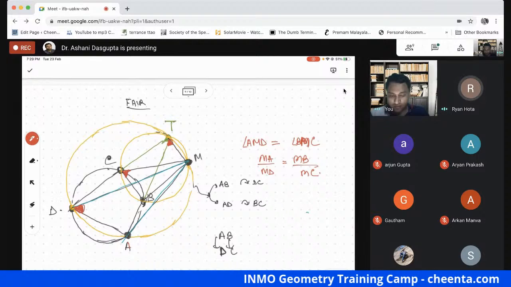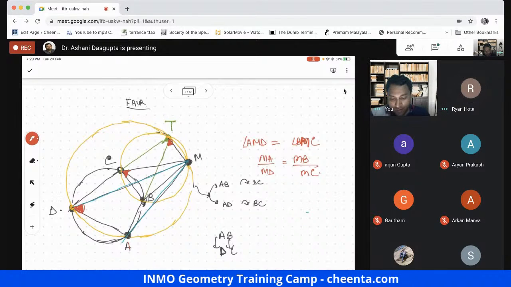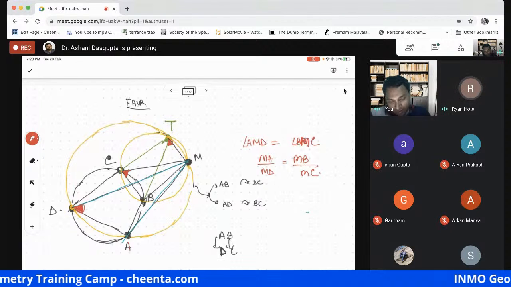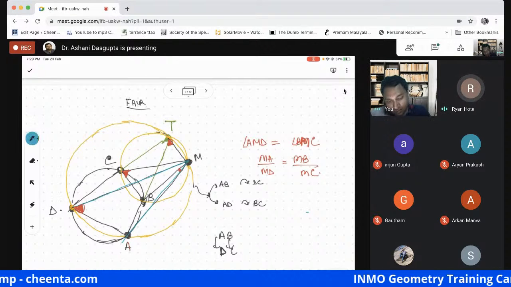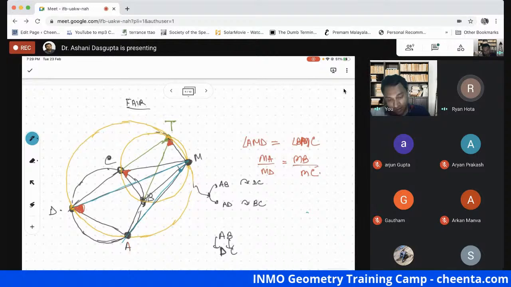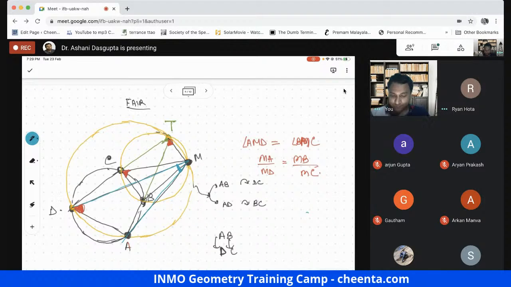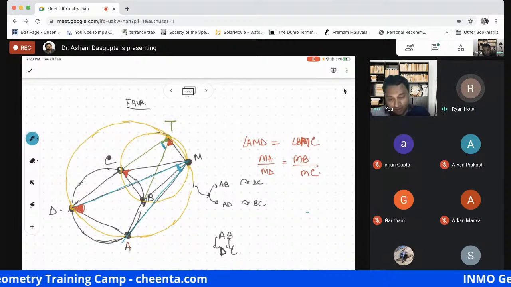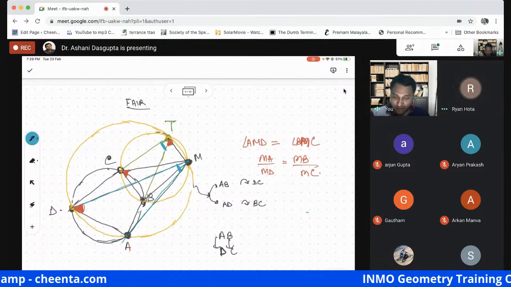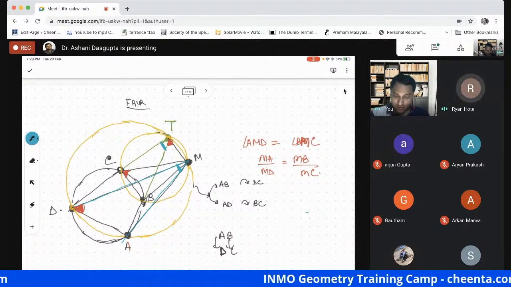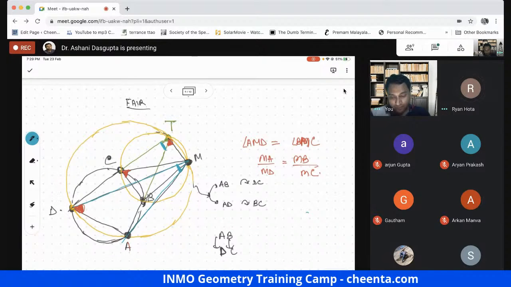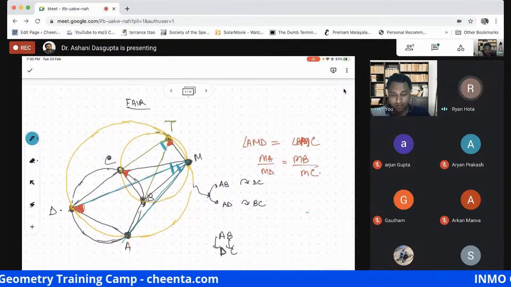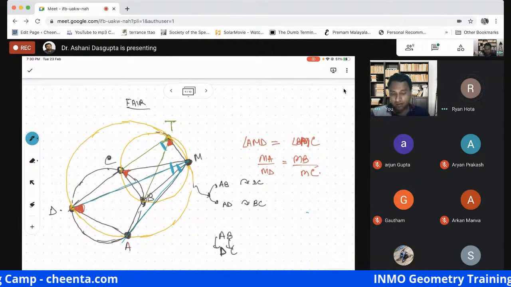We know that angle BMA, okay, so this angle is equal to this DTA, which is again equal to BTC, which is equal to BMC. BMC, okay. Similarity proved. Okay, excellent.